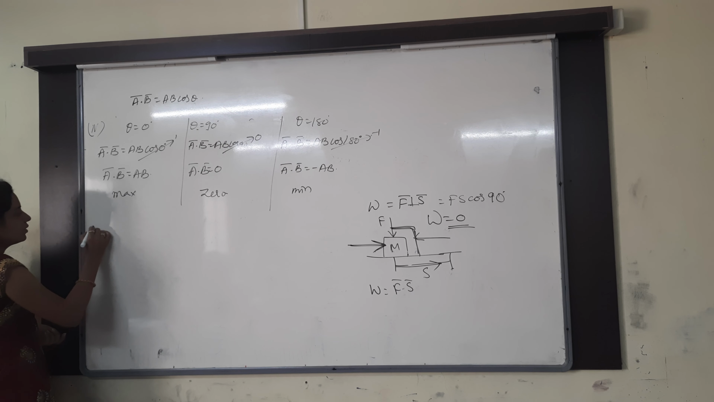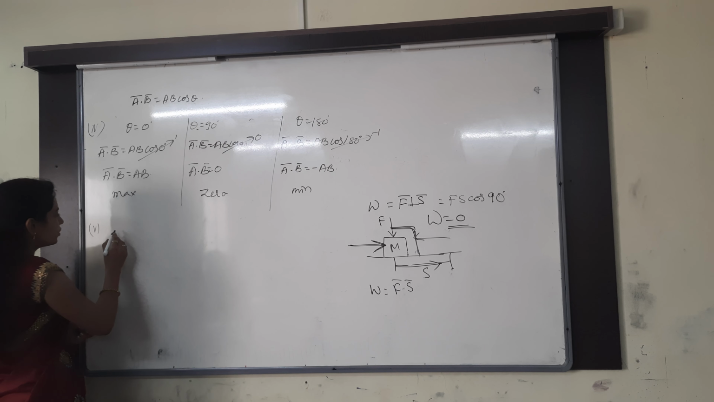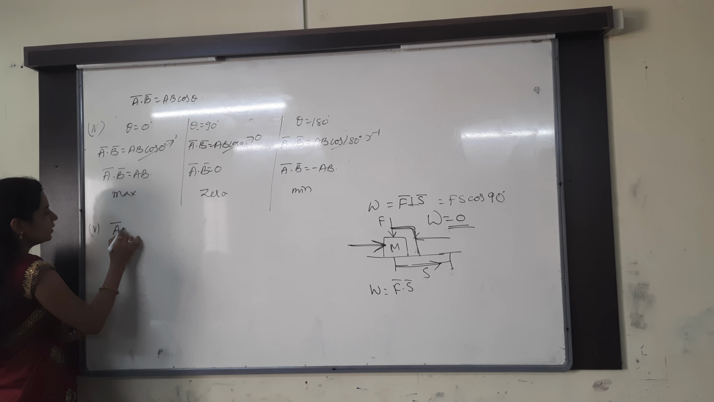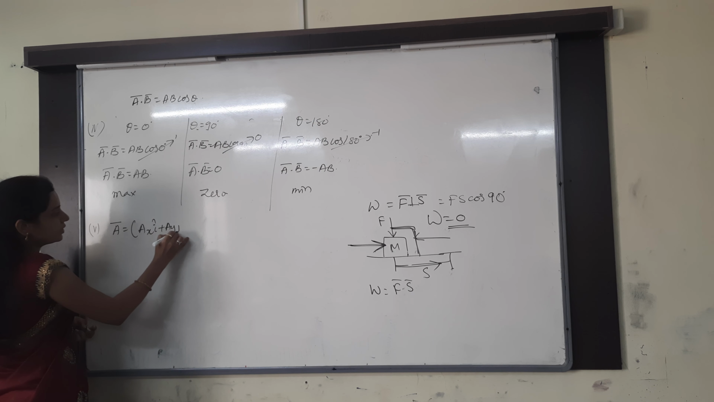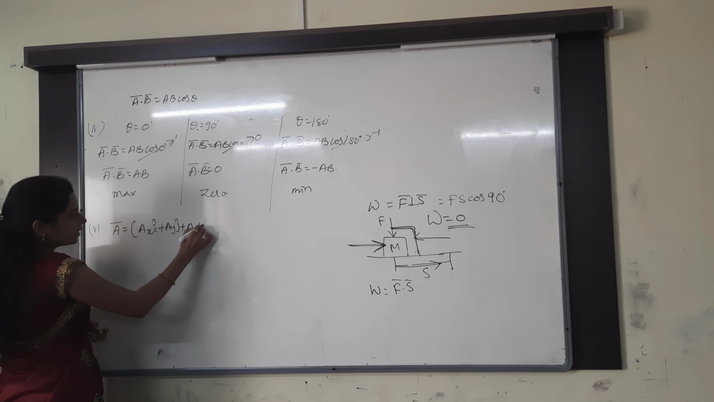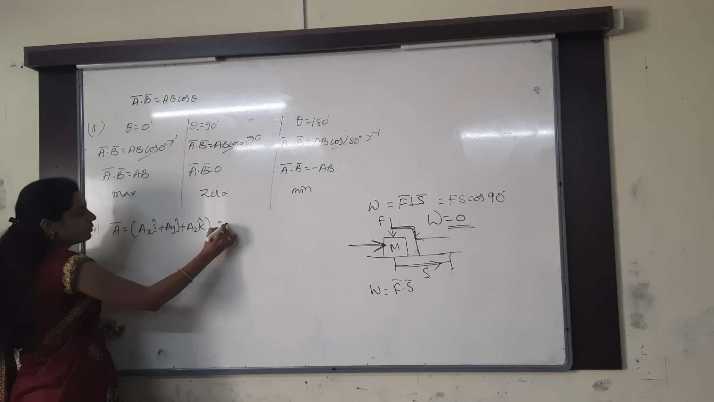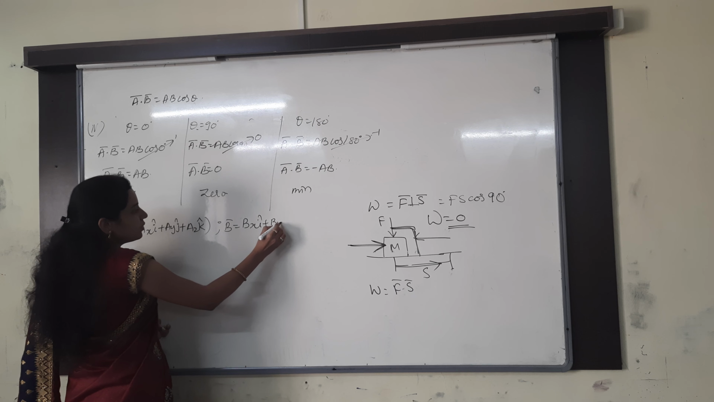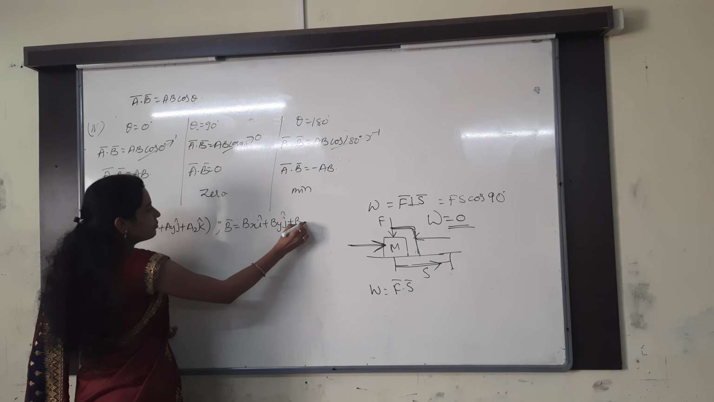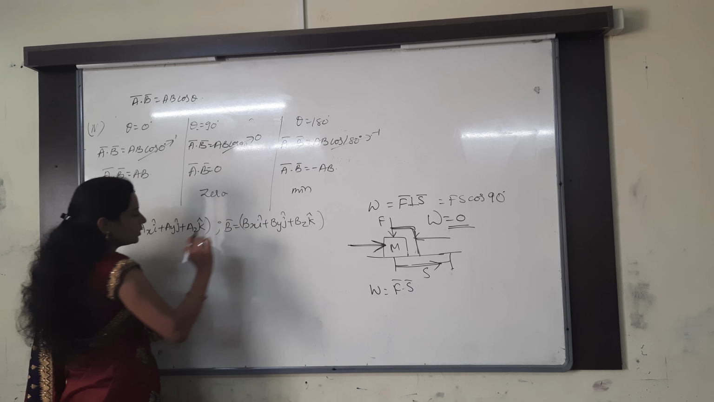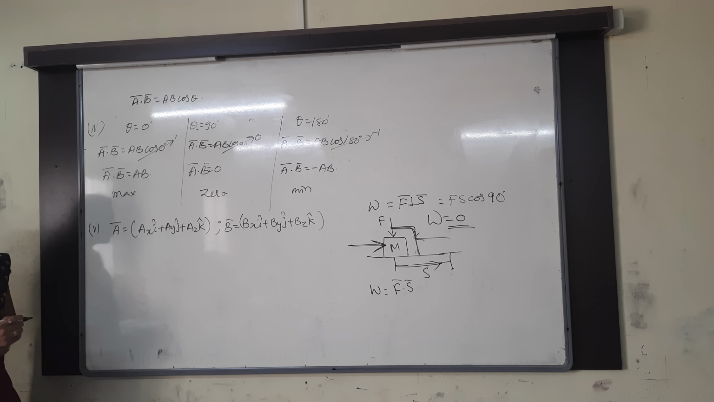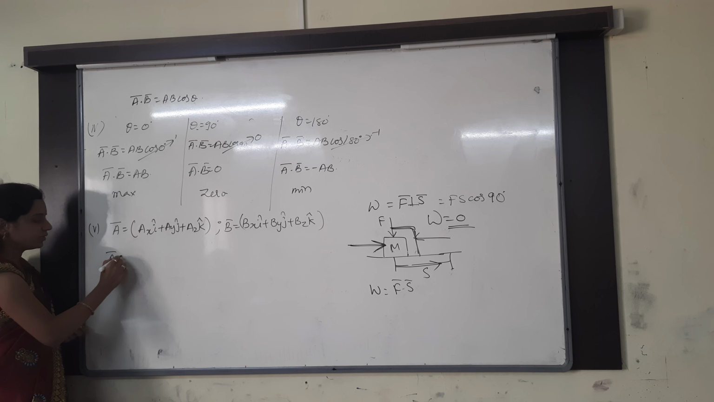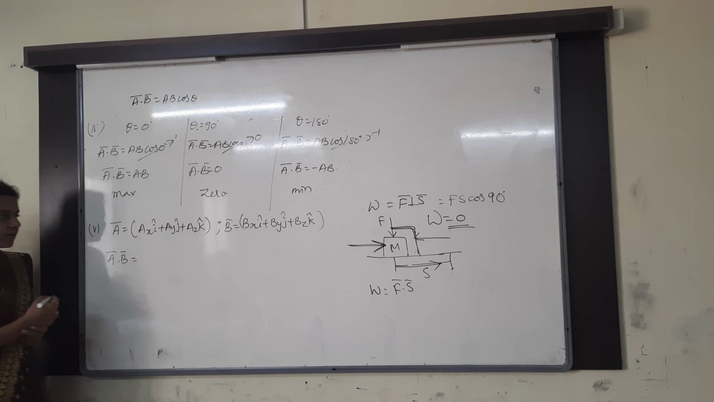Then after this, how to do the dot product? For example, I get A bar is equal to AX i cap plus AY j cap plus AZ k cap, and B bar is equal to what I can write? BX i cap plus BY j cap plus BZ k cap. These are the two vectors I got. Now I have to do A bar dot B bar. What to do? How to do A bar dot B bar?